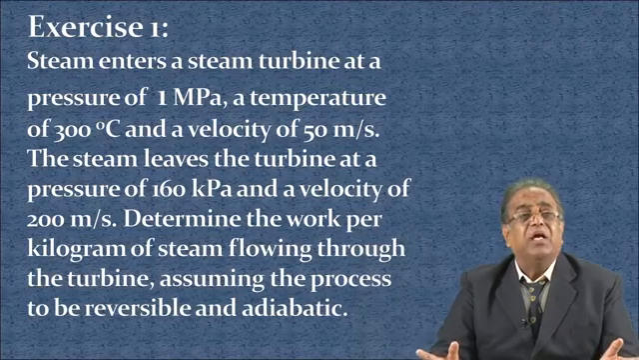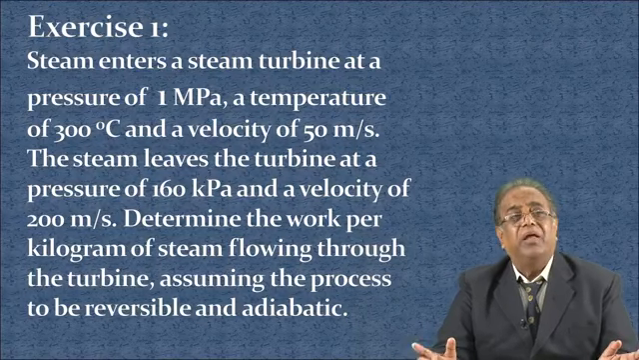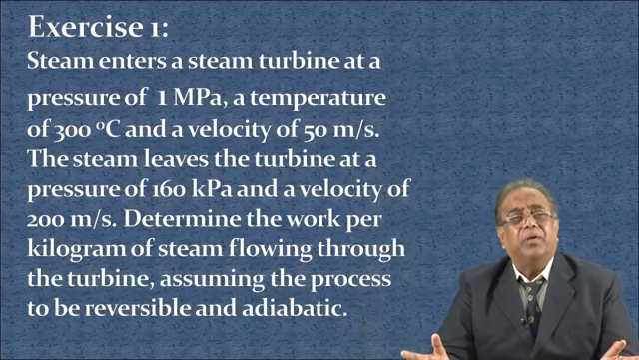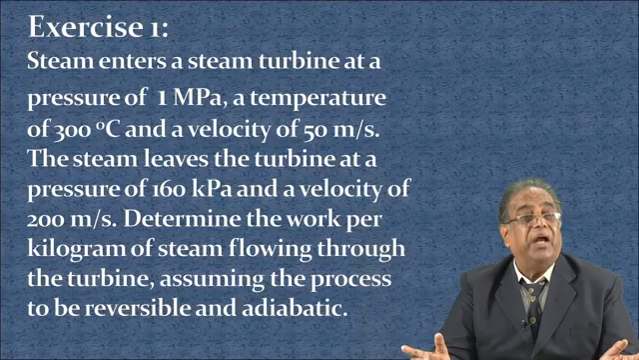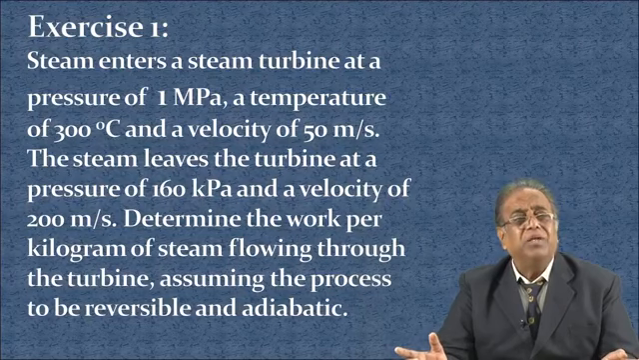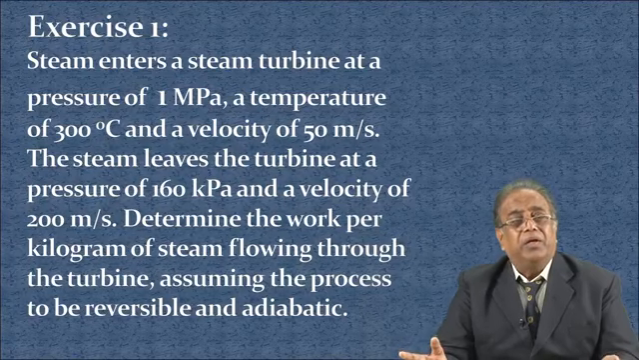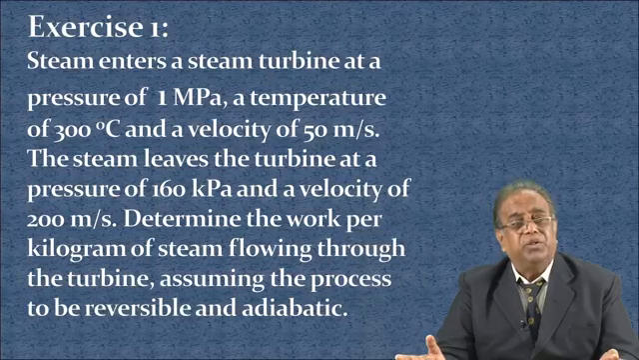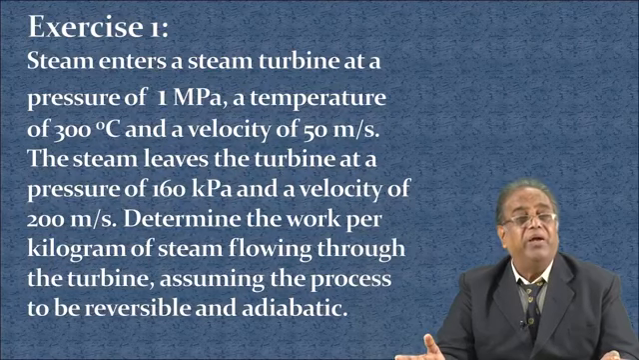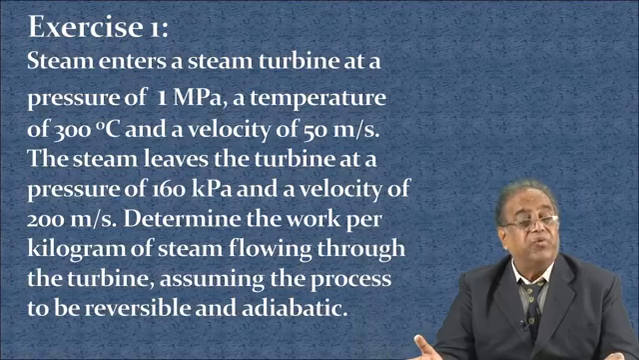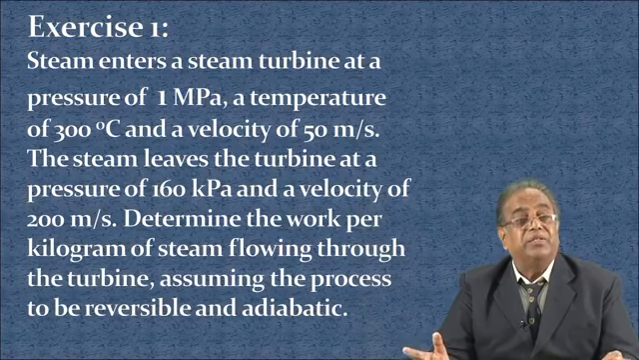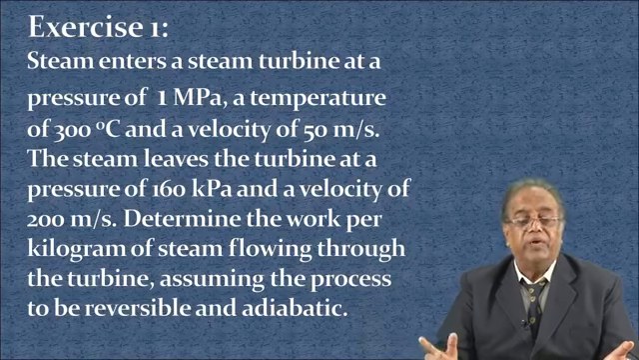So the numerical is: steam enters a steam turbine at a pressure of 1 megapascal, a temperature of 300 degrees centigrade, and a velocity of 50 meter per second. The steam leaves the turbine at a pressure of 160 kilopascal and a velocity of 200 meter per second. Determine the work per kilogram of steam flowing through the steam turbine, assuming the process to be reversible and adiabatic. That means the process is an isentropic process, and while the process is occurring in the turbine, entropy is not changing, entropy is constant.